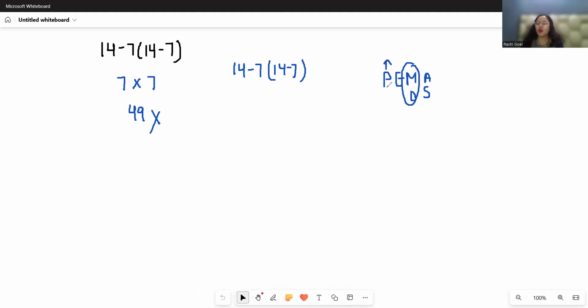So here P stands for parenthesis, E stands for exponent, M and D, multiplication and division, both have the same priority, just solve it from left to right, and then addition and subtraction. So first we have to solve the parenthesis.